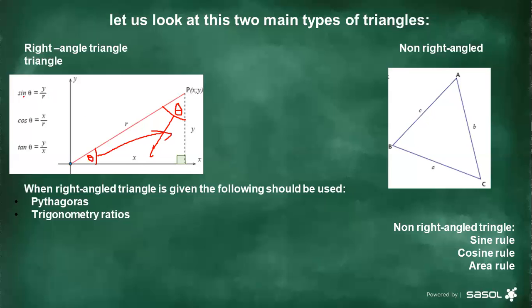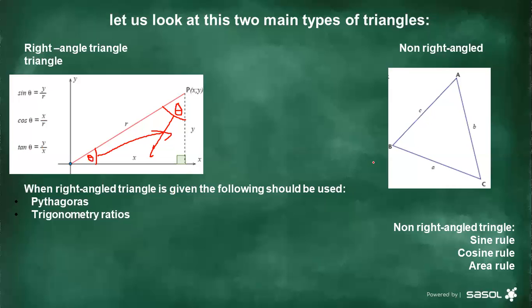And we know that sine theta equals opposite over hypotenuse. That one you should know. Cos theta equals adjacent over hypotenuse. Of course, tan theta equals opposite over adjacent. So you should also revise those trigonometric ratios.